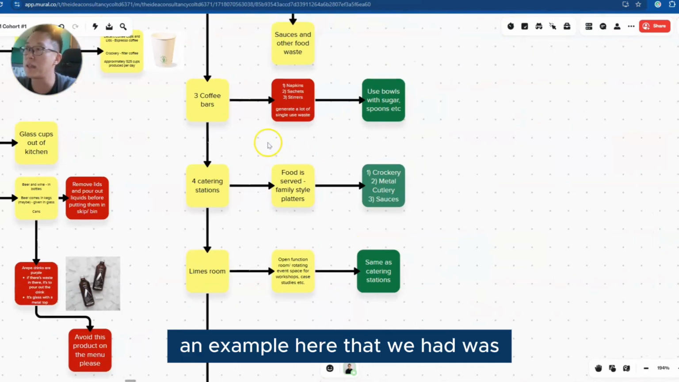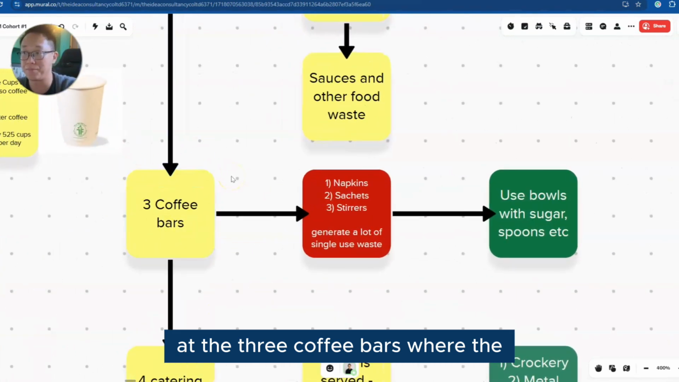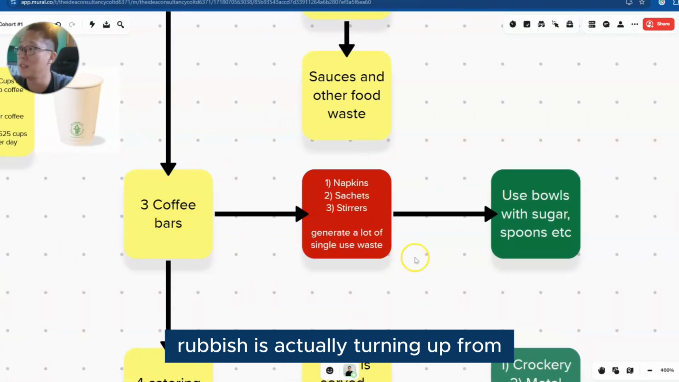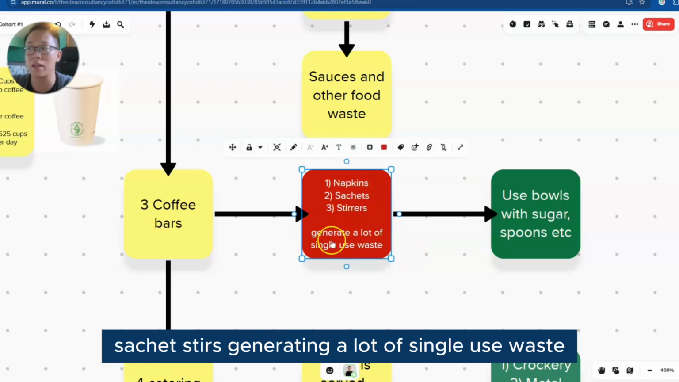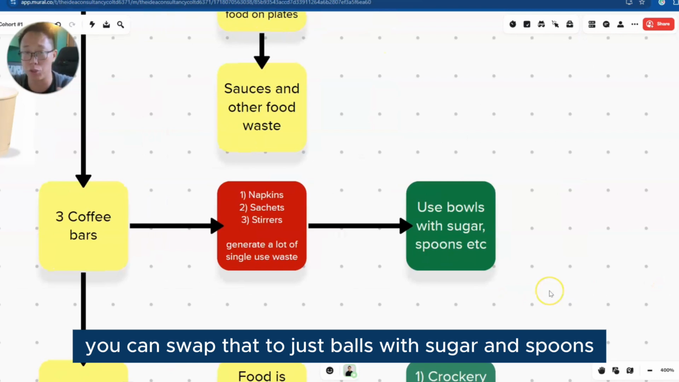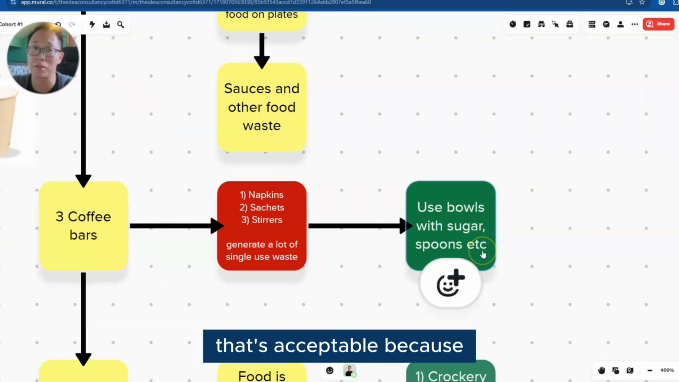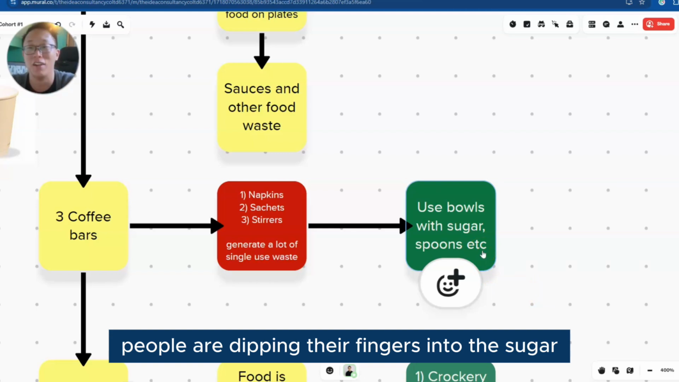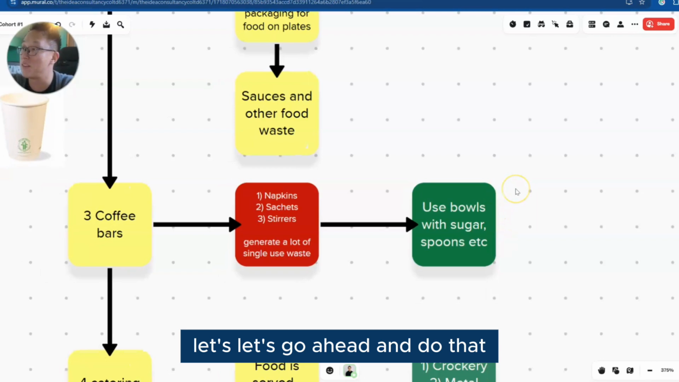So an example here that we had was at the 3 coffee bars, where the rubbish is actually turning up from, where at the time there would be napkins, sachets, stirrers generating a lot of single-use waste. At that event, we said, right now, you can swap that to just bowls with sugar and spoons. And from a health and safety perspective, that's acceptable because people aren't dipping their fingers into the sugar. They're using a spoon, and you're using like a common spoon. So they said, yeah, let's go ahead and do that.